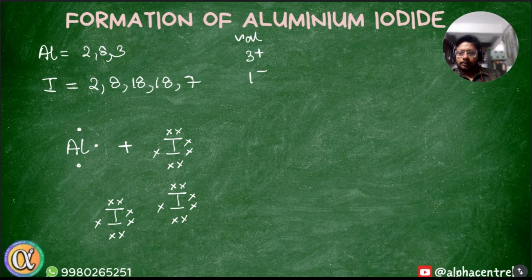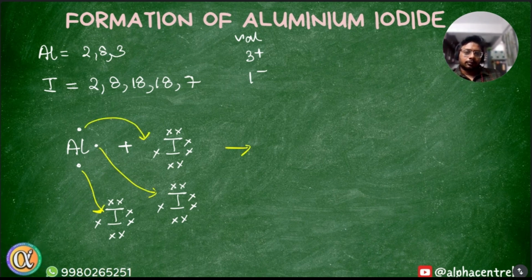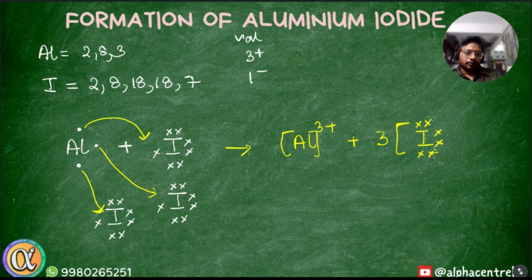So it becomes Al 3 plus, and 3 iodide ions. Then you put a common 3, and you draw the configuration for iodine like this.